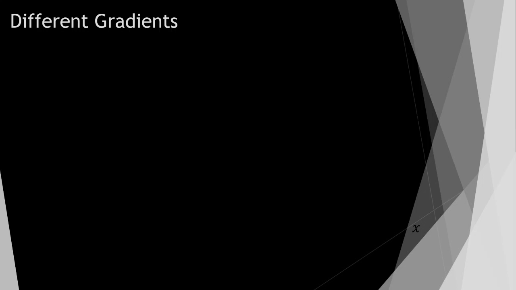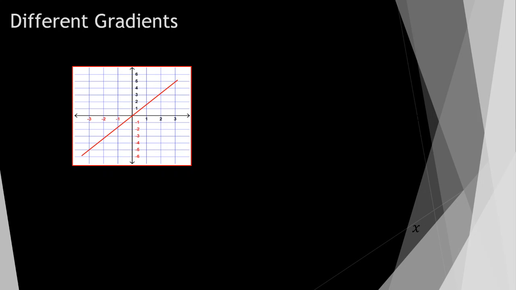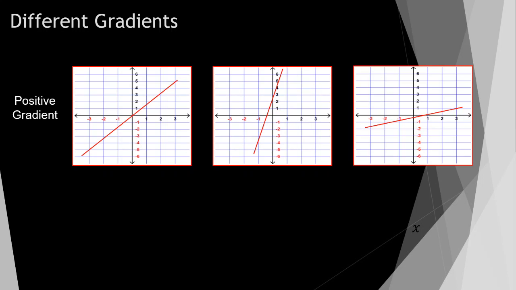But the first thing we really want to focus on is the fact that a gradient is the slope. So how steep is this slope? So we have positive gradients, which you can now see on your screen. And the reason why they're positive is because we're always looking from left to right. And from left to right, all three of these lines are going upwards, which means that these are positive gradients.